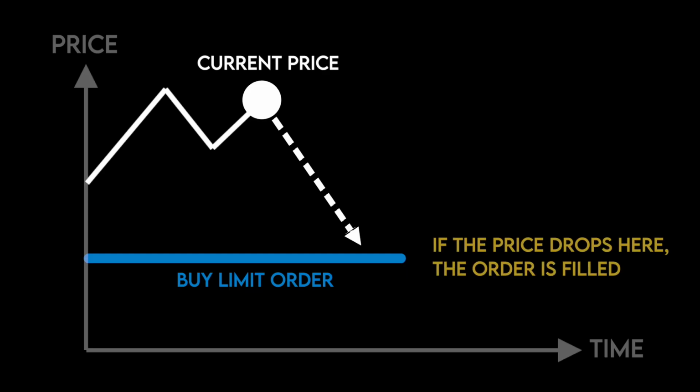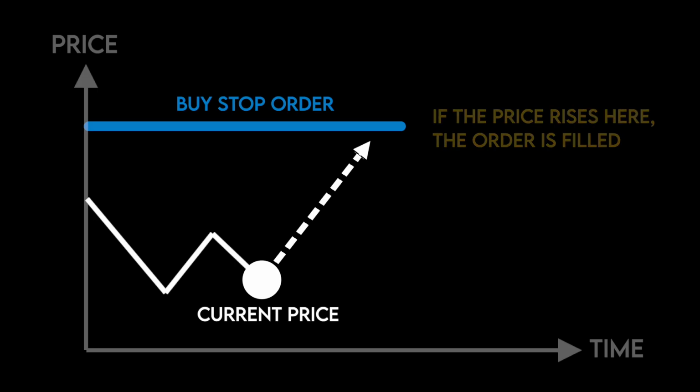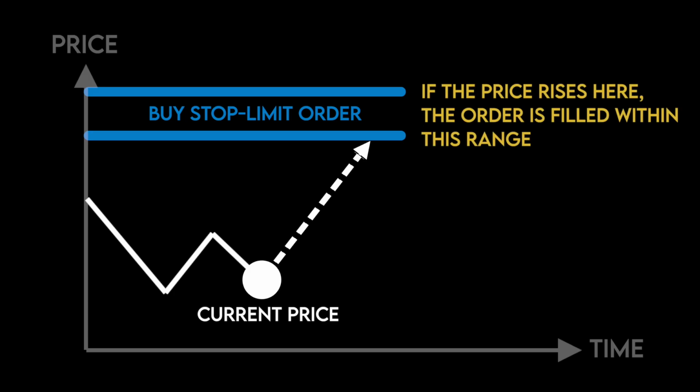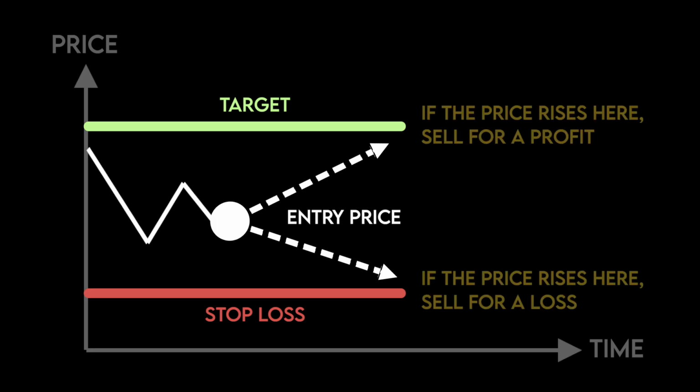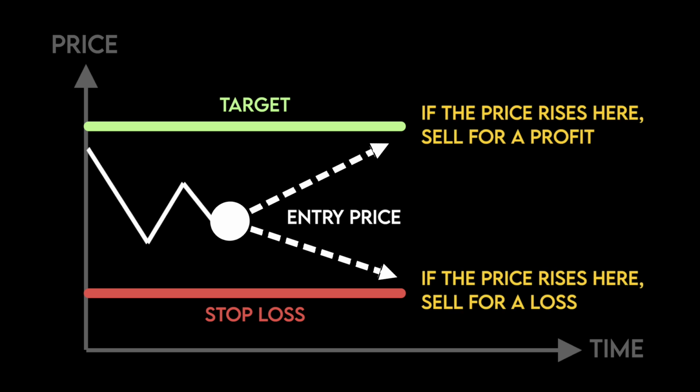A limit order is executed if the price drops at your specified level. A stop order is executed if the price rises to a specific level. And a stop limit order works exactly like a stop order, but only fills in your specified range. To sell, you place a target order to maximize your profit, and a stop loss order to limit your loss or to secure some profit.